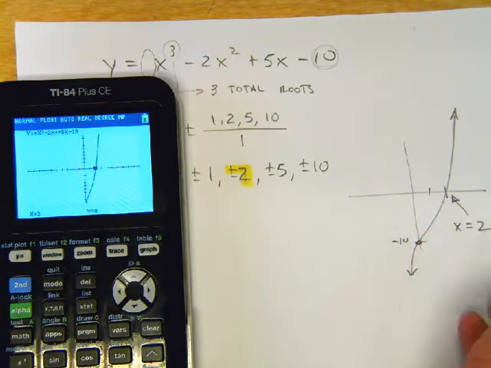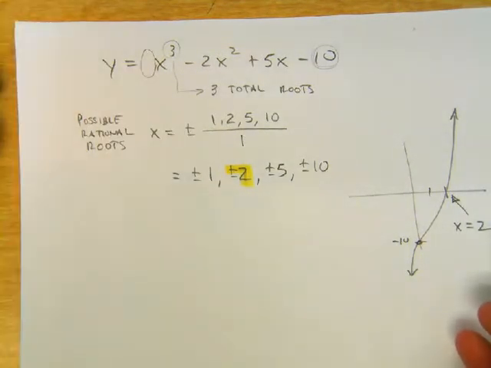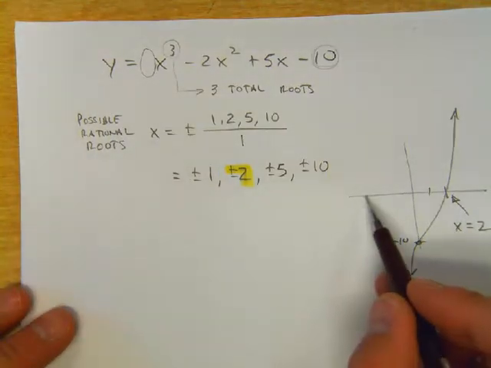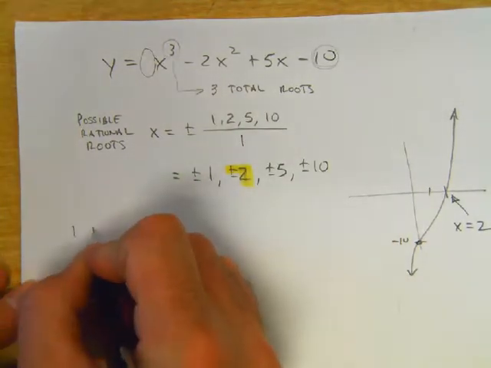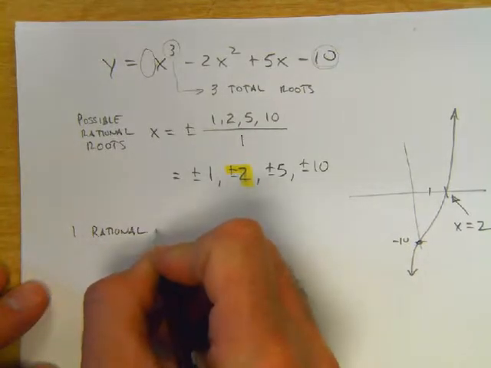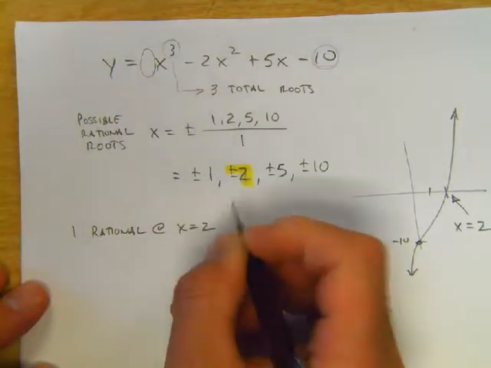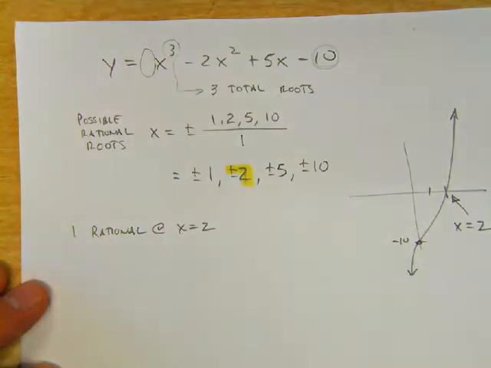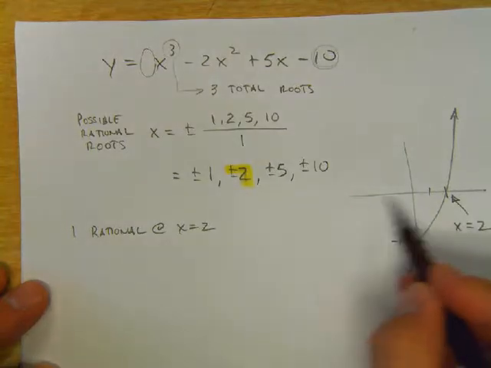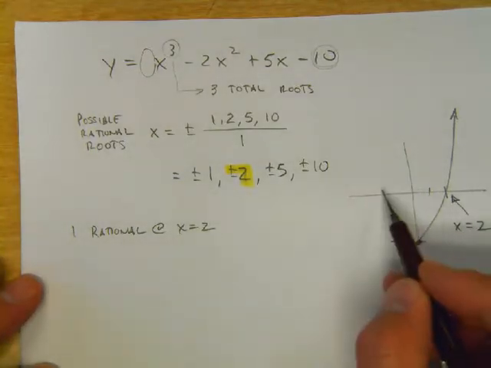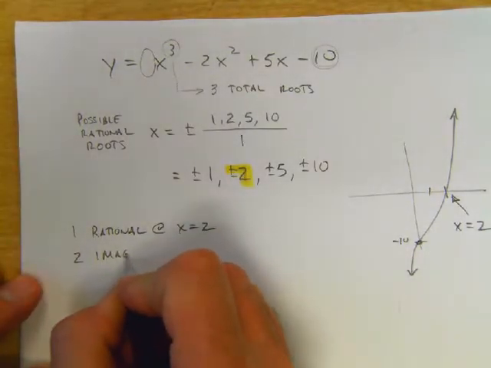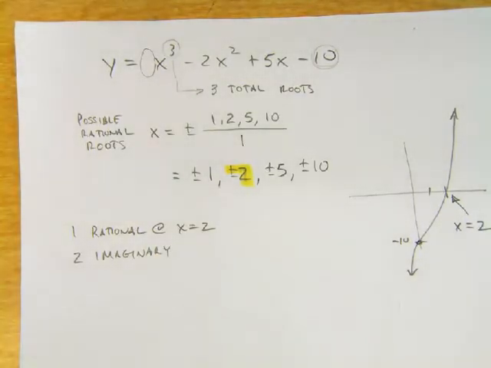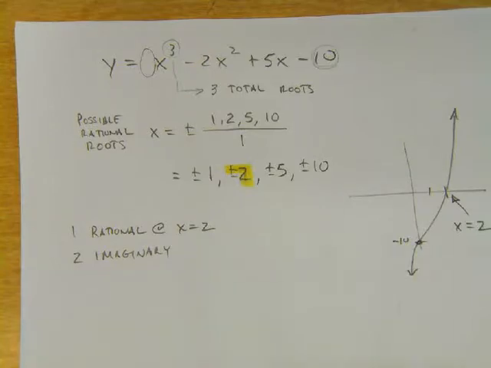Are there any other x-intercepts? Okay. So remember, the x-intercepts are the real roots. There has to be three total. We know that there is one rational at x equals 2. There needs to be how many more? 2. And if there's not any x-intercepts, what type of root does it have to be? Yeah, so there has to be 2 imaginary. And that makes sense because imaginary always come in pairs.